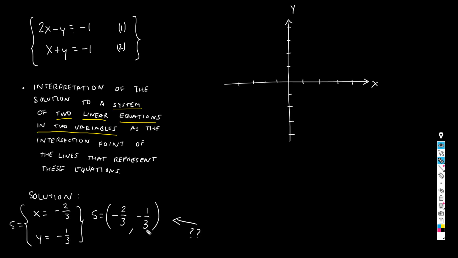Now we need to understand why this method, why writing it as a point. What does a point, a geometric point, have to do with this stuff? Okay, that's what we need to understand. So that's the second part of this explanation. That's this part. Yeah, I'm gonna do it in blue. The interpretation of the solution to a system of two linear equations in two variables as the intersection point of the lines that represent these equations. So what do I mean by a line representing a linear equation in two variables? What does that mean? It means the following.